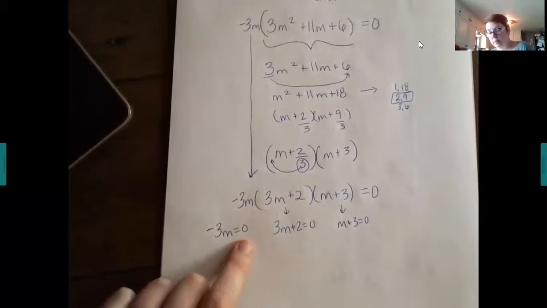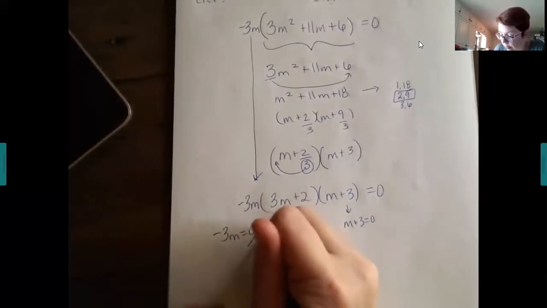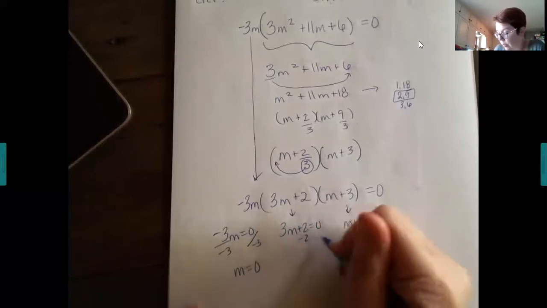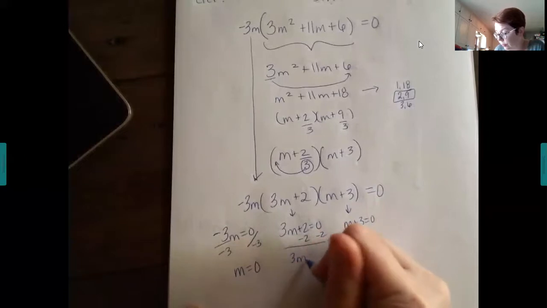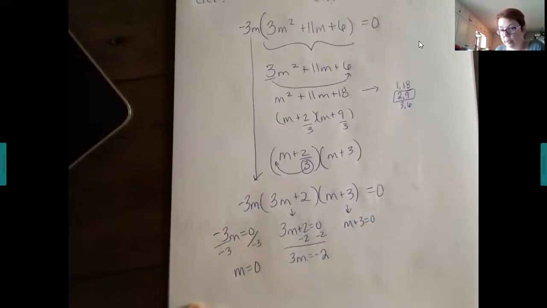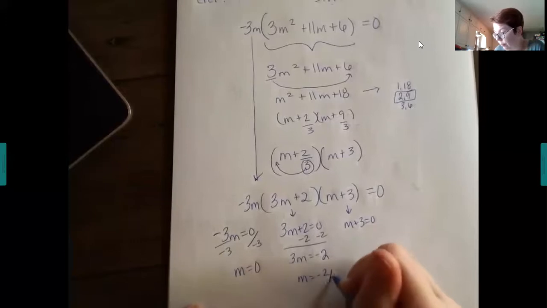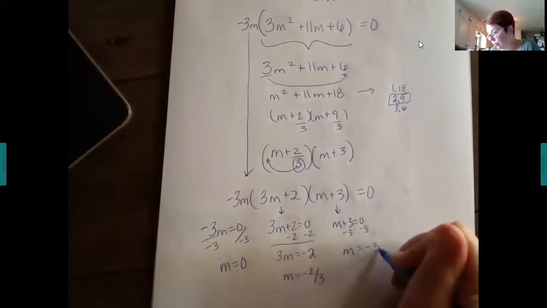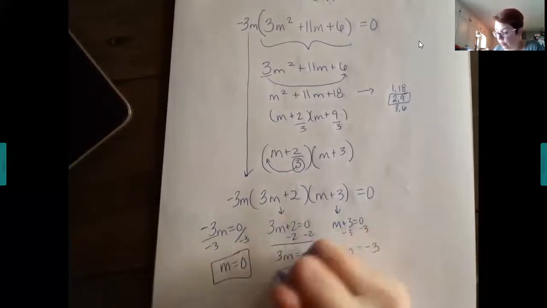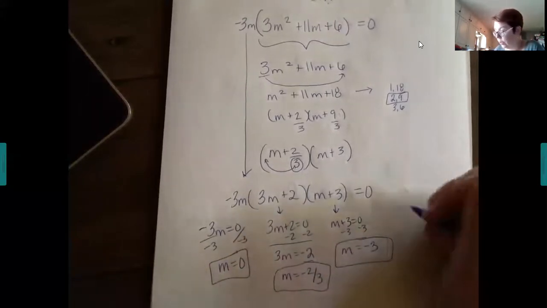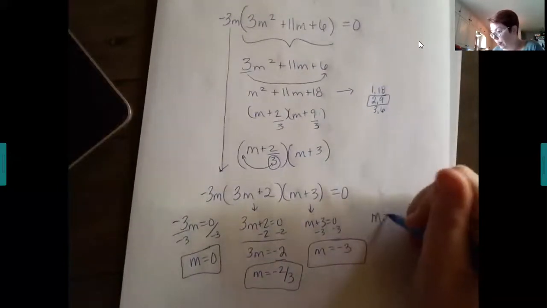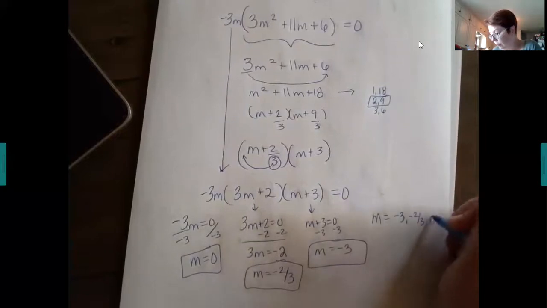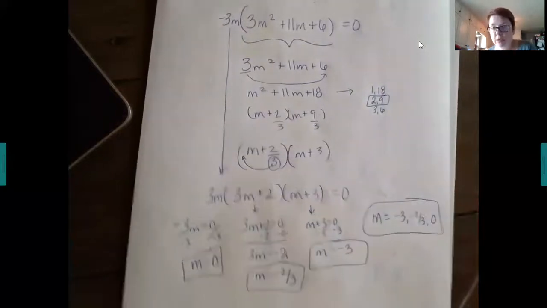Okay. 0 divided by any non-zero number will be 0. Here we subtract. Divide both sides by 3. Here all we have to do is subtract. So we have our 3 different answers. So when you enter it, just enter all 3 with those commas.